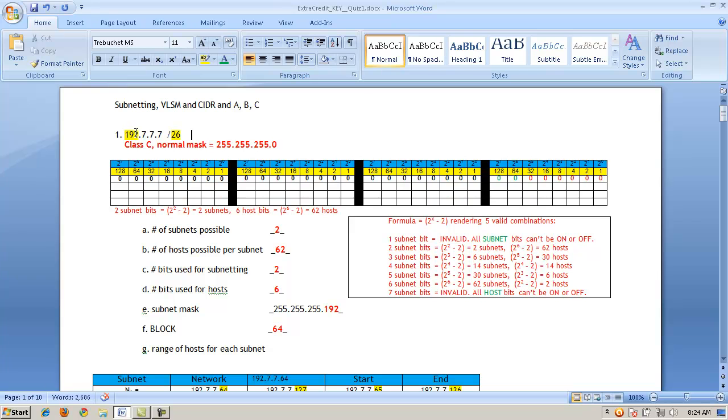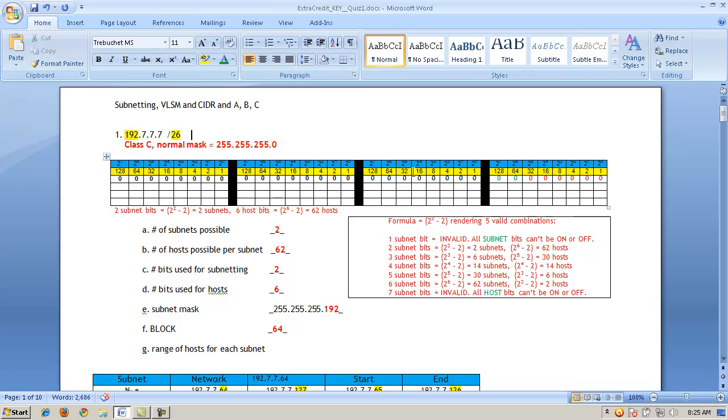In this case, remember our class ranges: class A would be 1 to 126, the loopback is 127, class B would be 128 to 191, class C would be 192 to 223, and then multicast starts at 224. If you know the class, then you also know the typical subnet mask that goes with it. If this is a class C address, then 3 bytes or 24 bits, 255.255.255, would be the normal subnet mask. However, this is CIDR 26. A normal class C is CIDR 24, so if CIDR 26 is being used, then we know that 2 more bits in the last octet, or the last byte, are being used for subnetting.